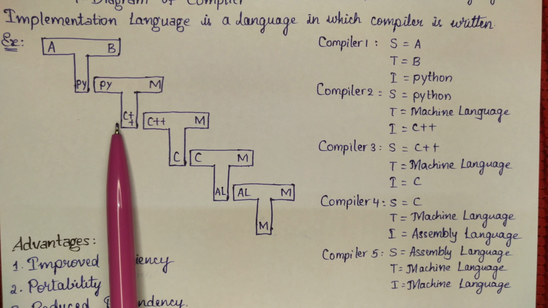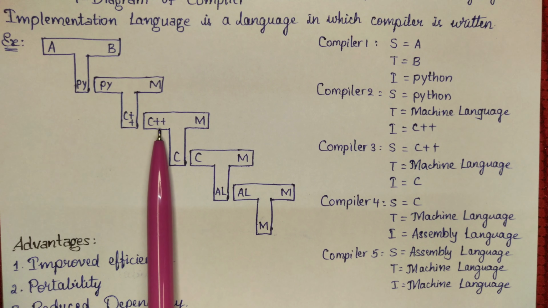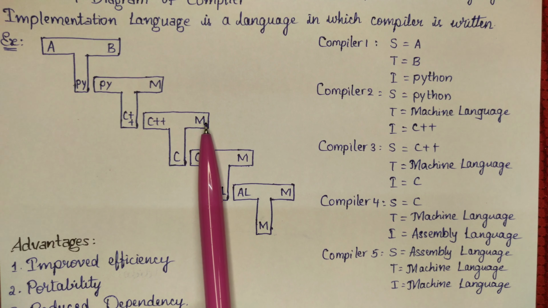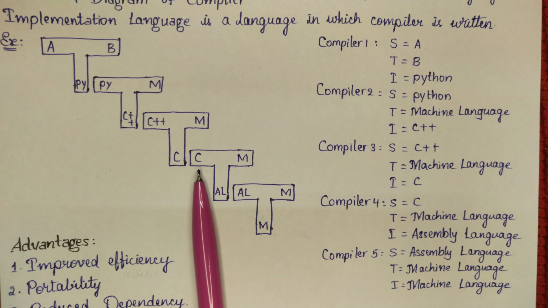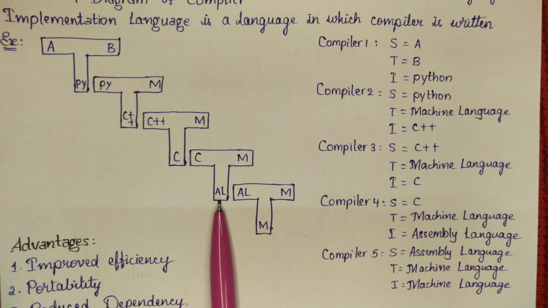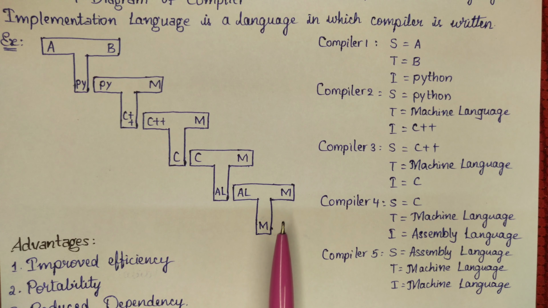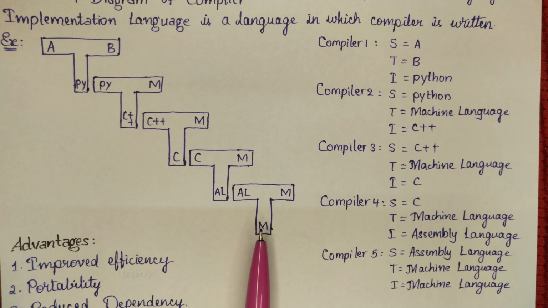Then the implementation language is C++. So we have to design one more compiler for the C++ language. Then the target language is machine code, and the implementation language of the compiler is C language. So we again have to use one more compiler, where C language is the source code and the target language is, as usual, machine code, and it is implemented in assembly language. Again we design a compiler with assembly language as source code and the target code is machine language, and it is implemented in machine code. So with the help of the bottom compiler, we can run the top compilers. This process is called bootstrapping.